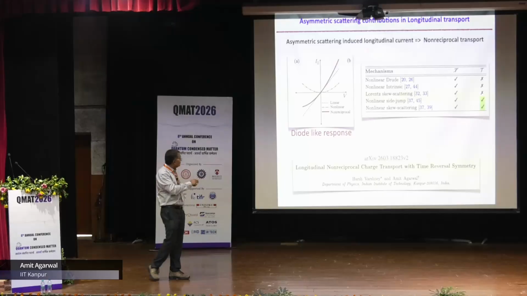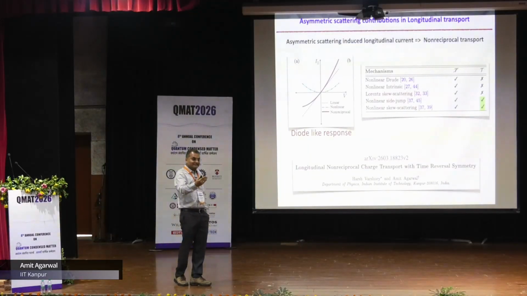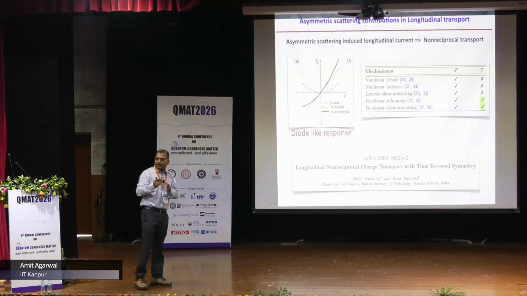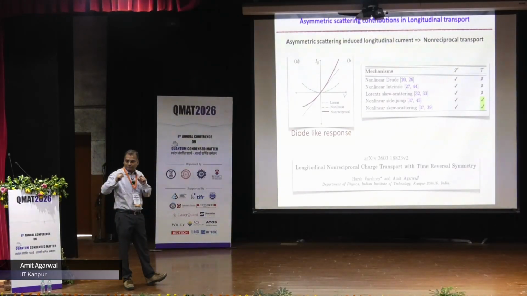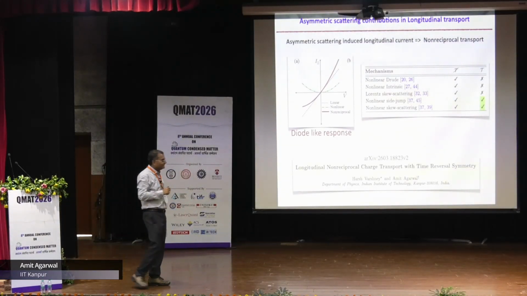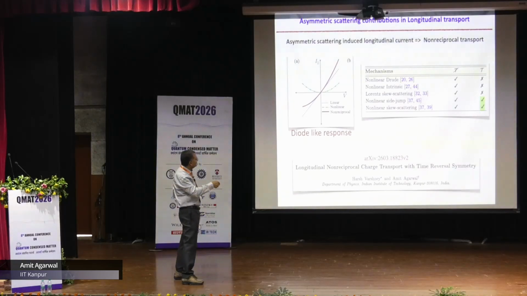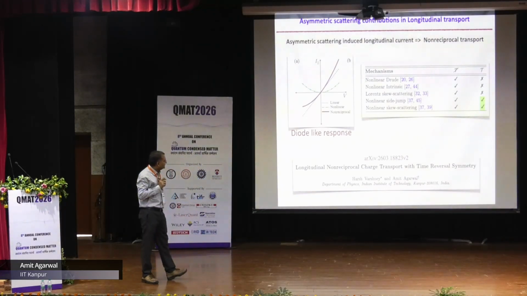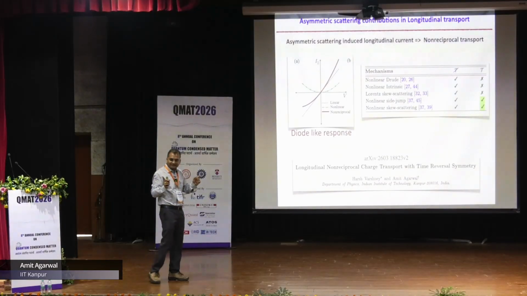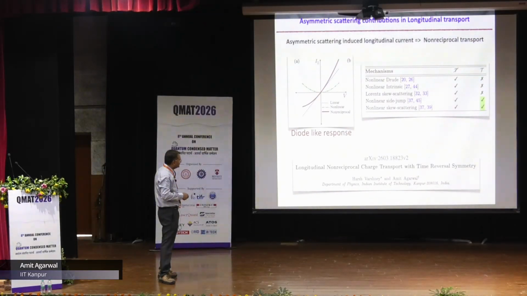So again, asymmetric scattering induced longitudinal transport. The band geometric Berry curvature always induces transverse transport. It cannot contribute to the longitudinal channel. So can I have scattering induced longitudinal currents? It turns out yes, and it can be used to design what is called a diode-like response, which is typically called a non-reciprocal response. So I apply a voltage in the forward direction and I apply a voltage in the backward direction. The currents are different. So I can have diode-like physics, let's say, etc.